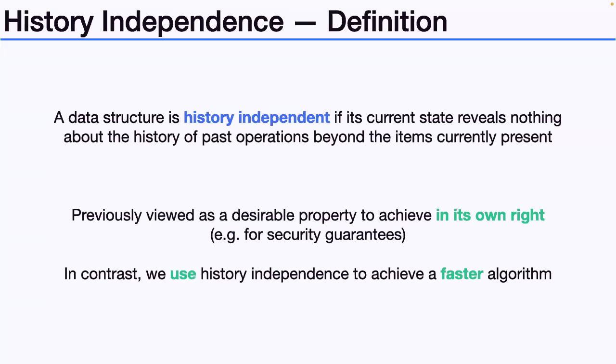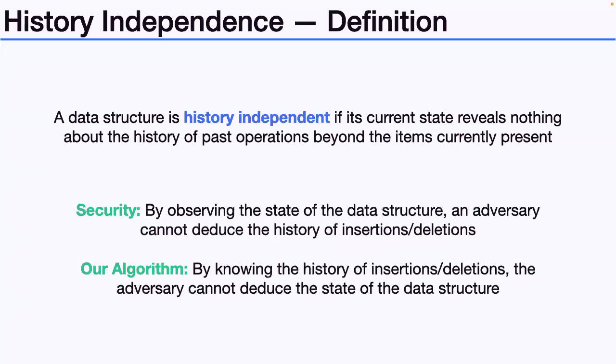This has previously been studied in the security space as a property that you want to achieve in its own right. There are various security applications where, for instance, hiding the history, such as the privacy of past users' data, is desirable. And typically the goal is to achieve history independence without an increase in cost. In this paper, we use history independence as a tool to achieve a faster algorithm. That's a pretty cool thing, where this is the first example we know of where that was done. And the way we did this is by flipping the history independence paradigm on its head.